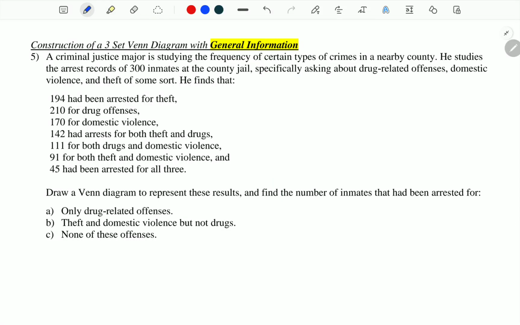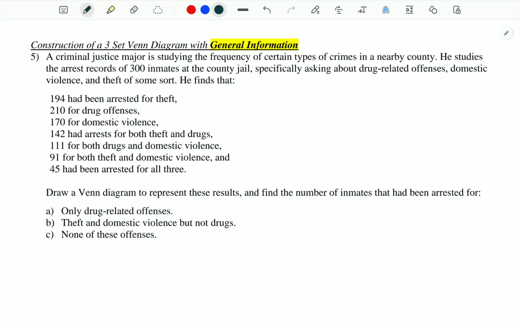Okay, question number 5. This one is constructing a 3-set Venn diagram, but this time the information is general. For number 6, we're going to be doing it with the information being specific. So pay attention to the keyword in number 5, then take the information and compare it with number 6.